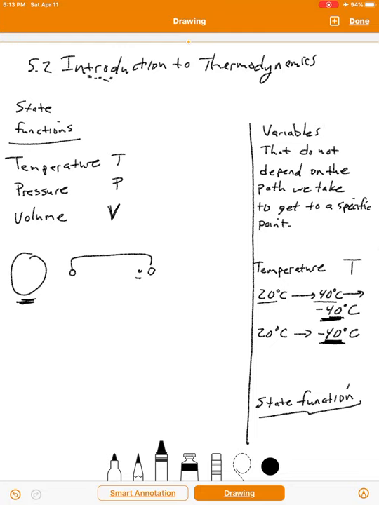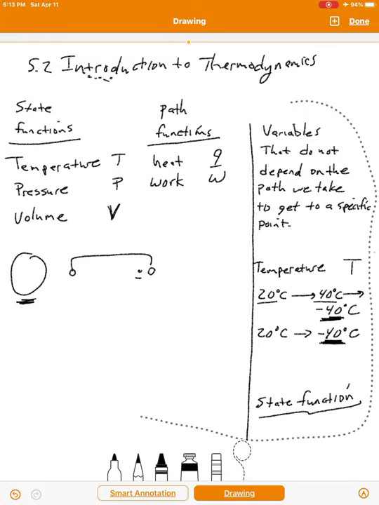Now it turns out there are certain quantities that are not state functions, and those are called path functions. Examples of that are heat, and the symbol we use for that is a lowercase q, and work, and the symbol for that is a lowercase w. Okay? So state functions versus path functions. All right?